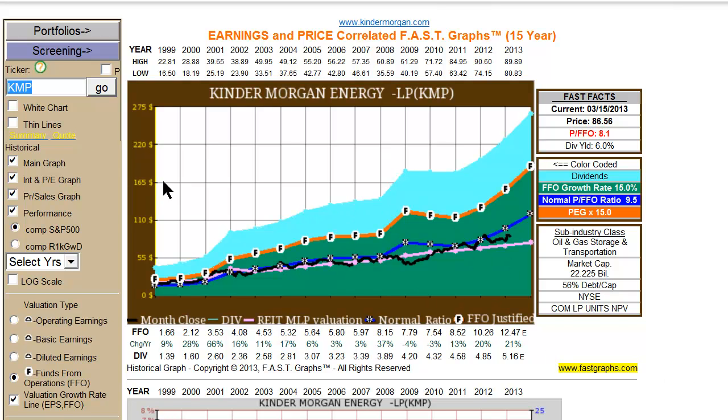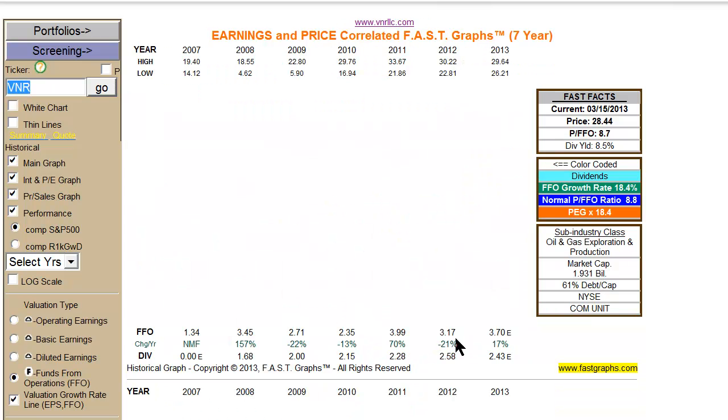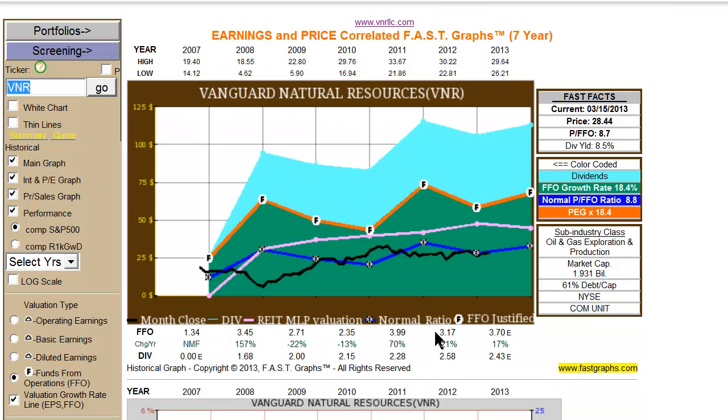So here we look at a stock, MLP, that might be moderately overvalued based on income, moderately undervalued based on a normal price to funds from operations. Now let's go into VNR, which, as I mentioned earlier, is somewhat of an exception, or more anomalous. It isn't as straightforward as Kinder Morgan was. Let me show you why.